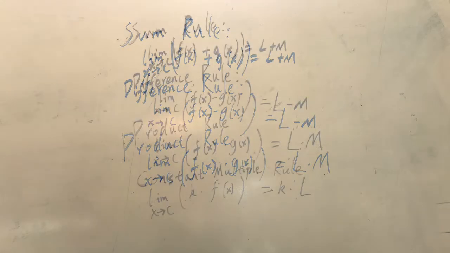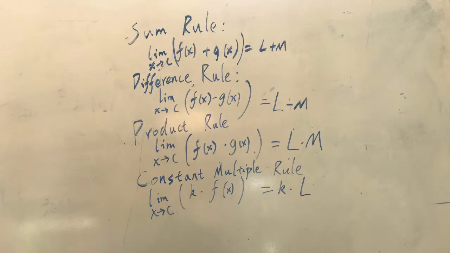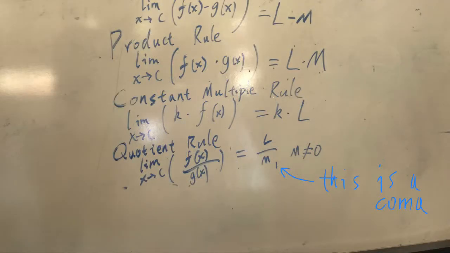individual limits. The constant multiple rule suggests that a function multiplied by a constant has a limit that is the same as the original limit multiplied by the same constant. This rule is used extremely often, so pay attention. Then there's the quotient rule, which states that the limit of the quotient of the functions is the same as the quotient of the limits.